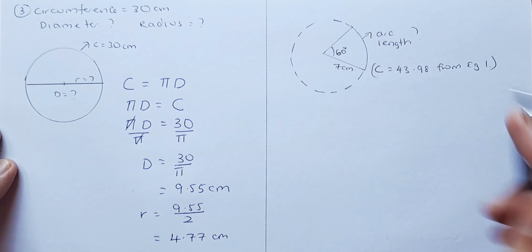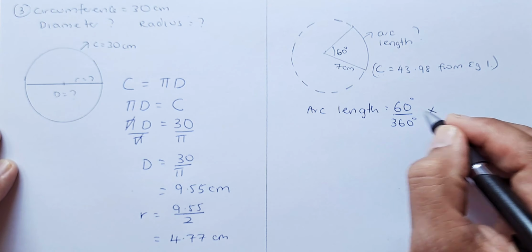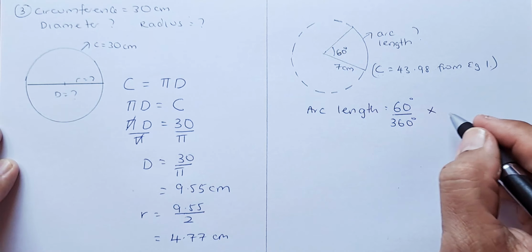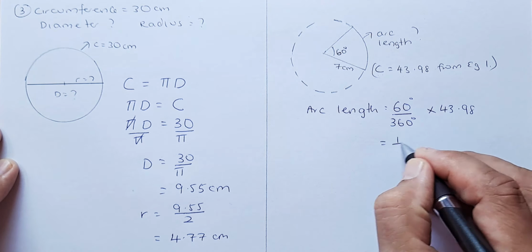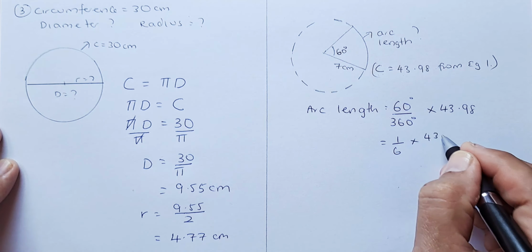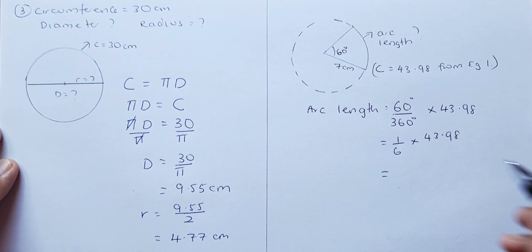The formula for arc length is this. You are going to calculate the angle 60 degrees out of the full circle. The full circle is 360, and you multiply by the circumference that you have found before, which is 43.98. That is the same as 1 over 6 times 43.98. The last step is to put it in your calculator, and the answer is going to be 7.33 centimeter.